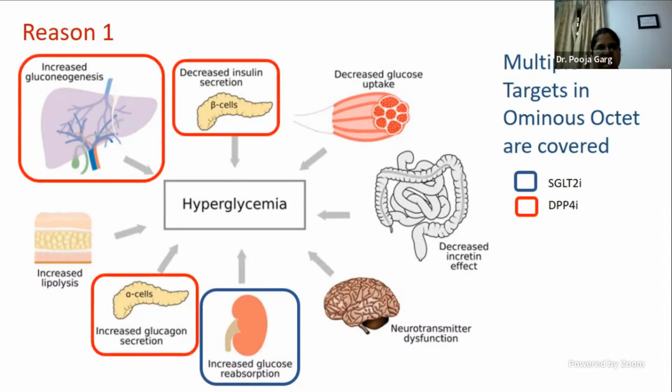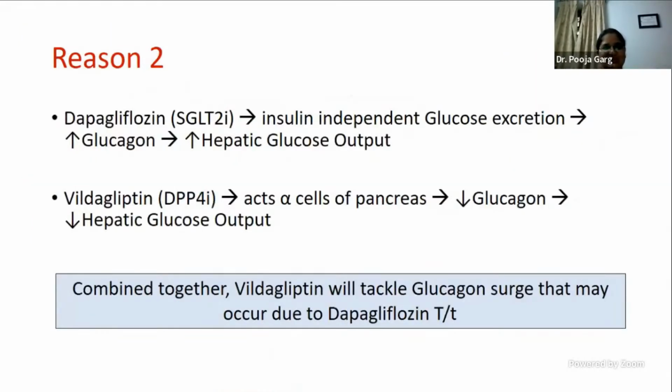In red, we know these are DPP4. The actions of DPP4 are at multiple places. They act at the level of increased gluconeogenesis, decreased insulin secretion, and increased glucagon secretion. So DPP4 inhibition blocks all this and promotes insulin secretion, reduces glucagon, and reduces gluconeogenesis, while SGLT2 inhibitors reduce glucose reabsorption. This is how they act at multiple levels in the ominous octet, and thereby, pathophysiology-wise, they can act synergistically at multiple pathophysiological levels in diabetes and manage the patient better.